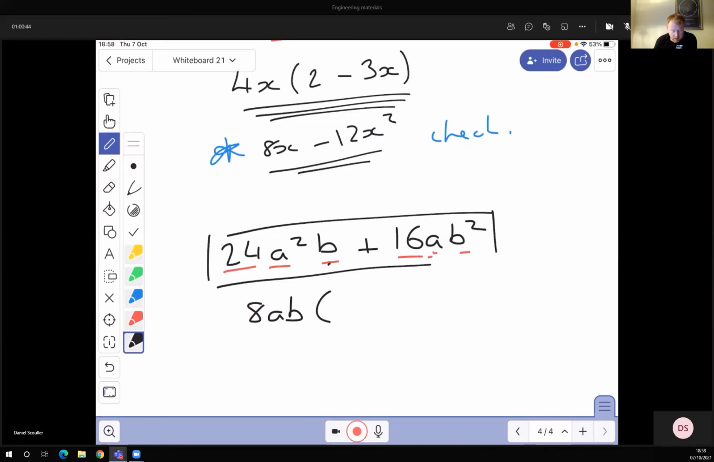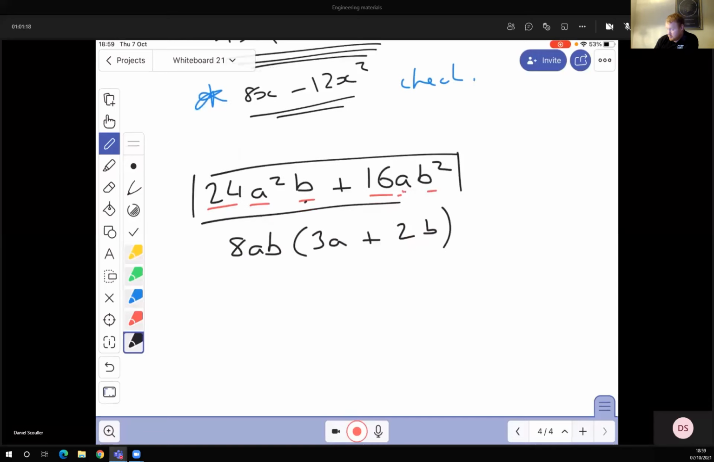So a, a, b, taking that out, what times that? It's going to be 3a. So 3a times aab is going to be 24a squared b, plus 2b. So it's slightly harder. I'd be very surprised to see something in that format, but be aware something like that might turn up.